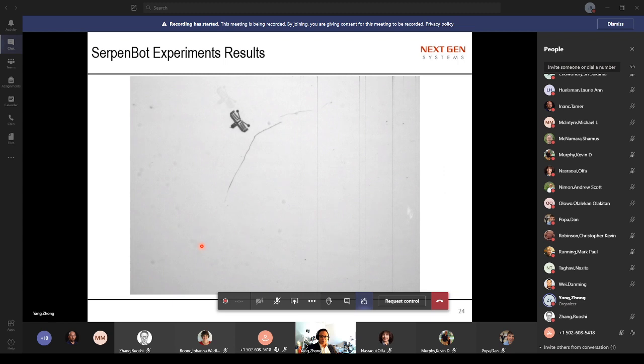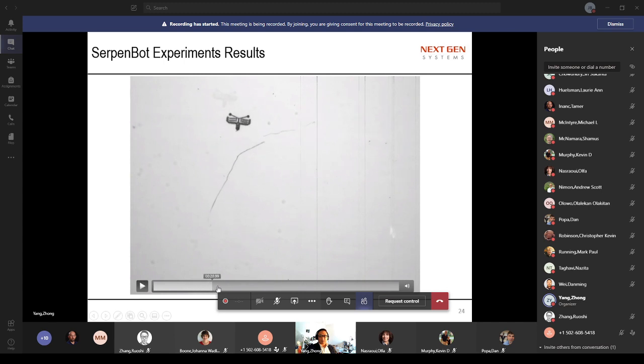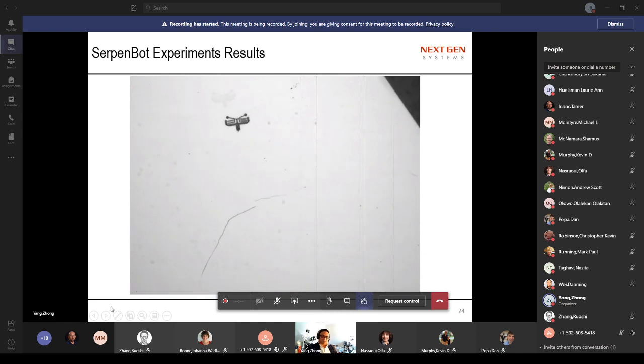Here's an example of how this microrobot moves. Let me accelerate it. Basically, you can see that if we accelerate it, before that it's real time, this robot can be turning. Each time it makes a turn, that's controlled by a change in the laser pulse frequency.